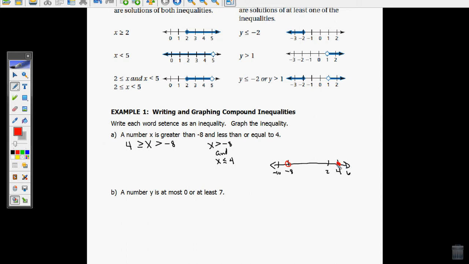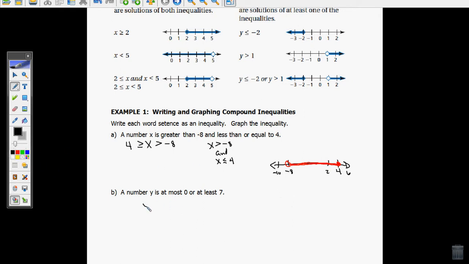And where do these two things overlap? I'm going less than 4. I'm going greater than negative 8. It's this area right in between the two. Fantastic. Now let's look at the next one.